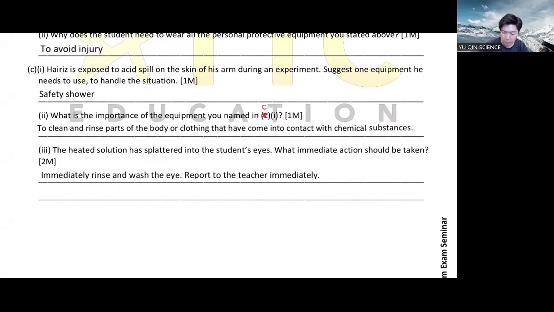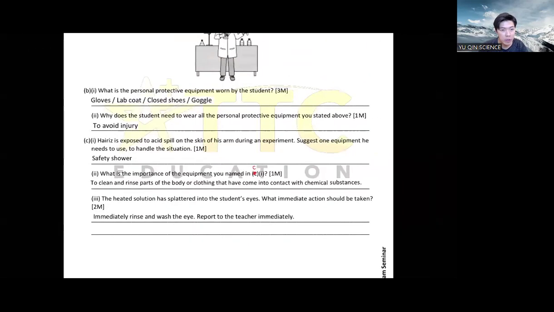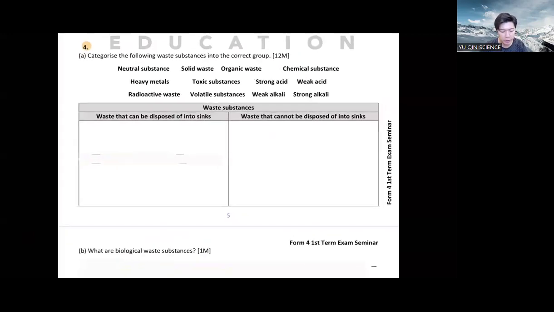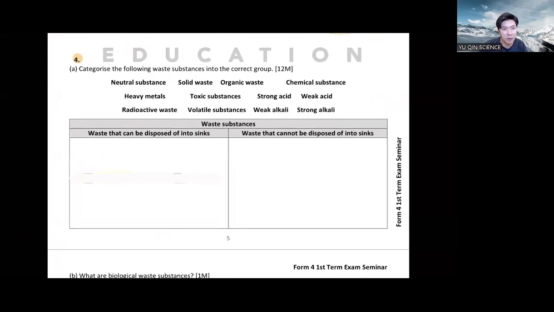Okay, all good. Then we shall try the next one. We can go for question number four. Like 5 more seconds, then we will move. Okay, good. Number four, page number five, page five.